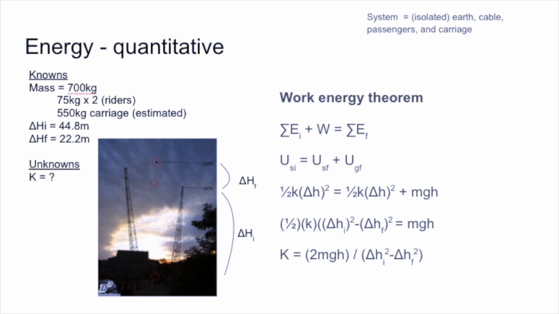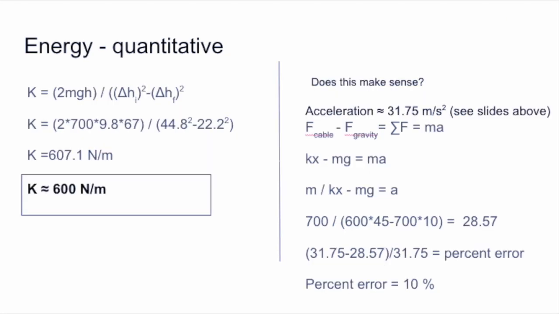And then we use the work energy theorem, which states that the sum of energy in the initial state plus work equals the sum of energy in the final state. And as we saw from our bar chart earlier, the initial state is only elastic potential energy, and the final state is also a little bit of elastic potential energy, but mostly gravitational potential energy. And then we use the equations for each energy, and then we solve for k, and we found that k equals 2mgh divided by the change of hi squared minus the change of hf squared.